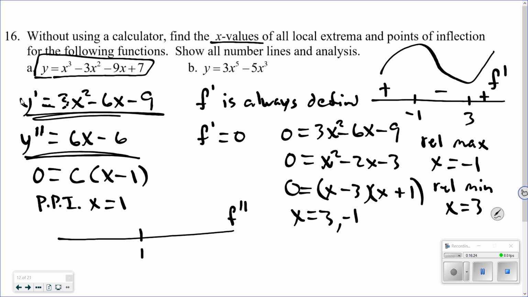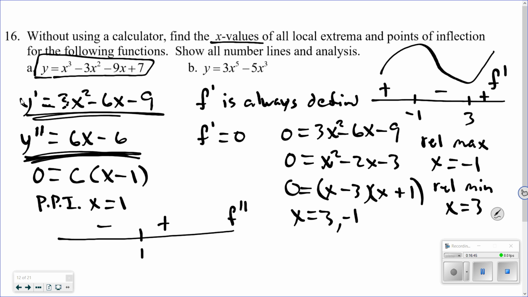And when we're testing them, we're checking concavity, so we're plugging into the second derivative. When you do these number lines, you plug it in. If it's second derivative, plug it into the second derivative when you test it. Or first derivative, plug it into the first derivative. So if I plug in 0, for example, I'd get a negative. If I plug in 2, I get a positive. So there is a point of inflection when x equals 1.